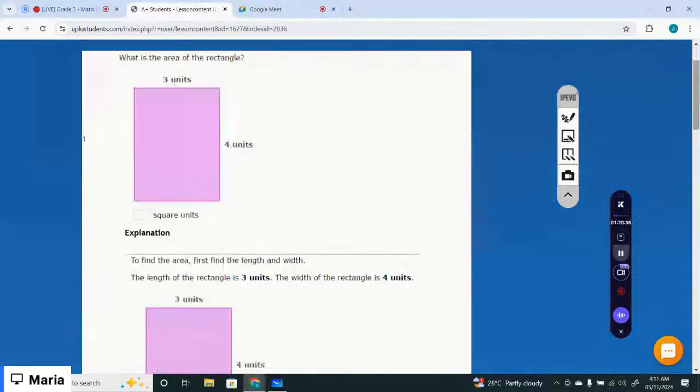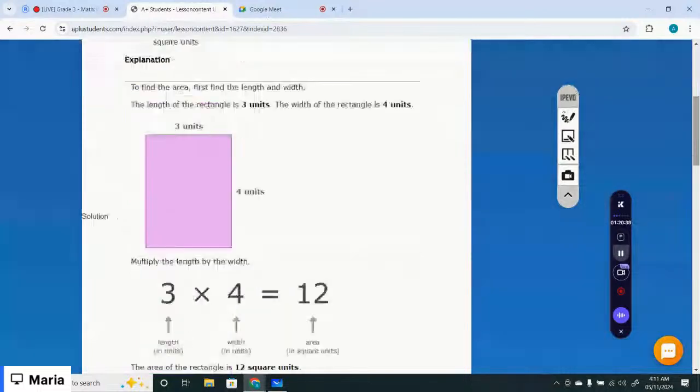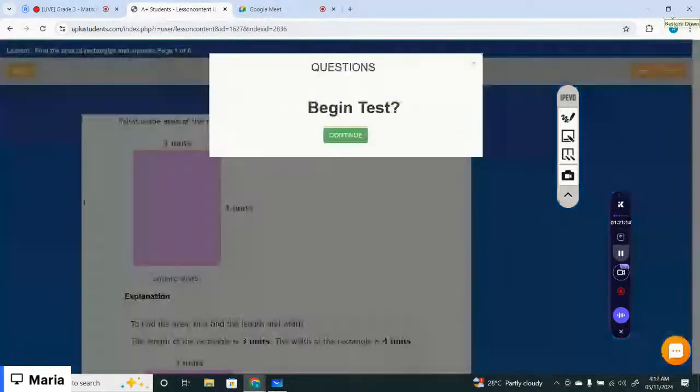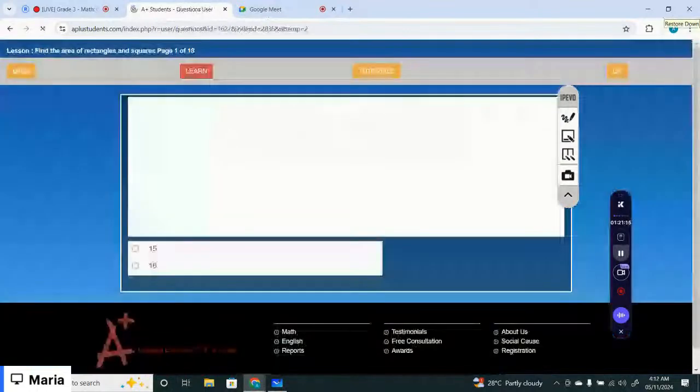So for the given rectangle, the length is 4, the width is 3. So you have to do 4 times 3. The correct option is 12. Let's just start with the test questions. Let's see how we calculate the area.